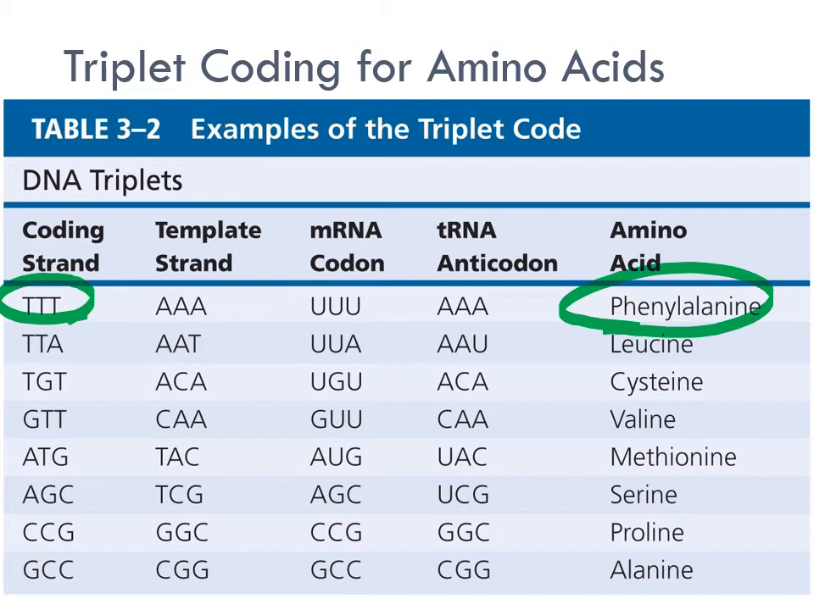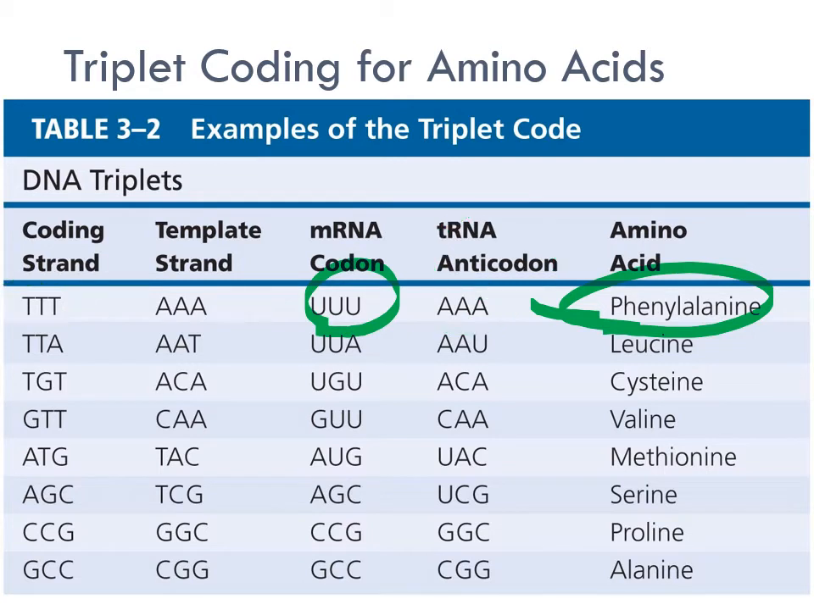When the mRNA is created from the template strand, uracil is substituted for thymine. So the mRNA codon is uracil, uracil, uracil. And that would call in the anticodon on the transfer RNA of adenine, adenine, adenine. And that tRNA with the three adenines is the code for phenylalanine. So it holds the phenylalanine amino acid.